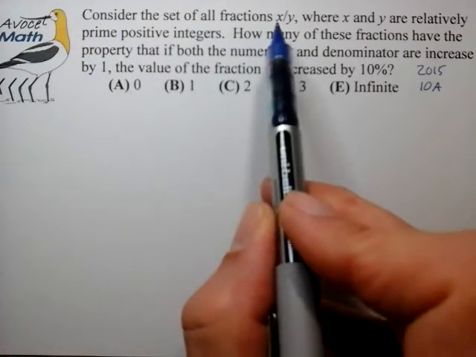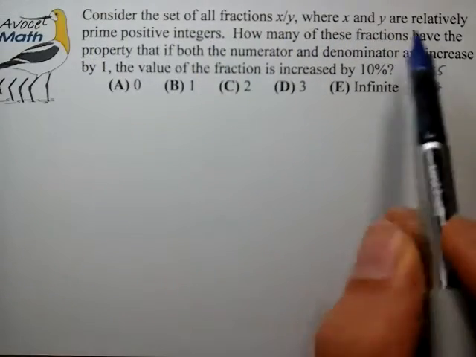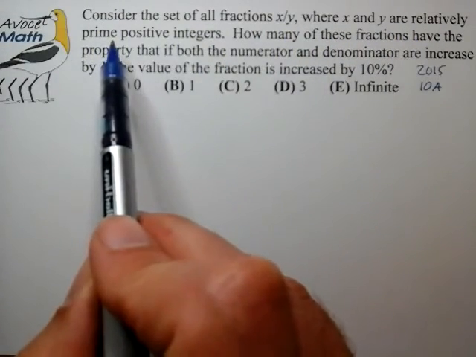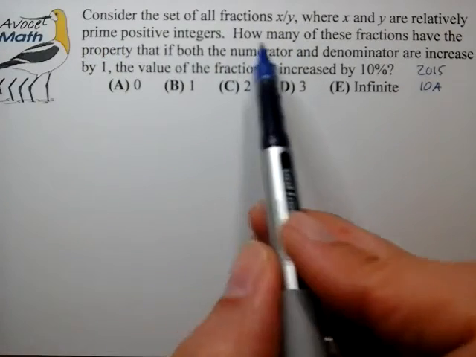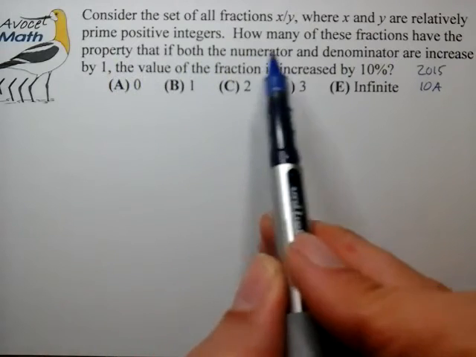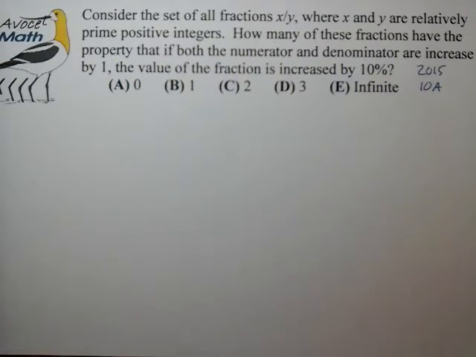Consider the set of all fractions x over y where x and y are relatively prime positive integers. So relatively prime is just a fancy word for x and y do not share a common factor. How many of these fractions have the property that if both the numerator and denominator are increased by 1, the value of the fraction is increased by 10%? So let's translate that into math terms.